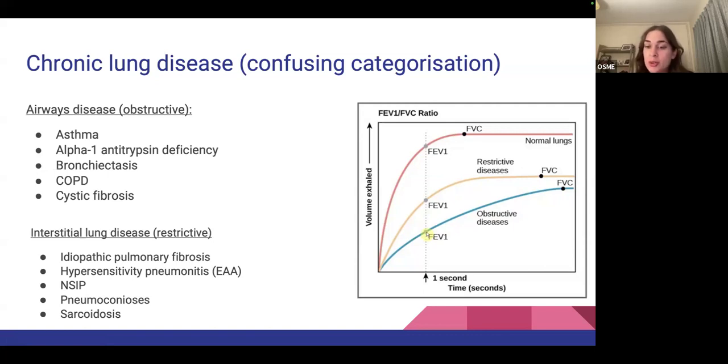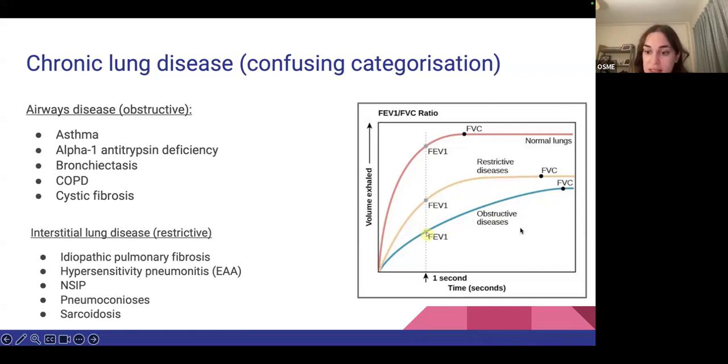So, the actual airflow is not obstructed by something being in the way. The issue isn't air getting in and out. It's actually just that the volume that goes in and out is less than normal. So the ratio doesn't actually change, it's just the volume that does, if that makes sense.